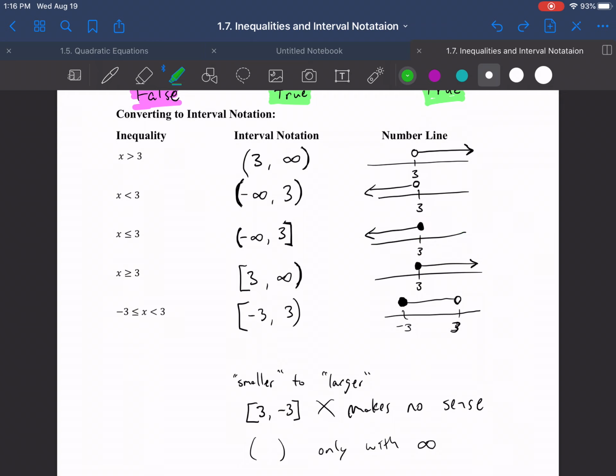Okay, the next one is x is greater than or equal to 3. So again, here's our 3, here's our number line, and then we're putting a filled in circle because it's greater than or equal to. So we have that or equal to, so it could be 3.